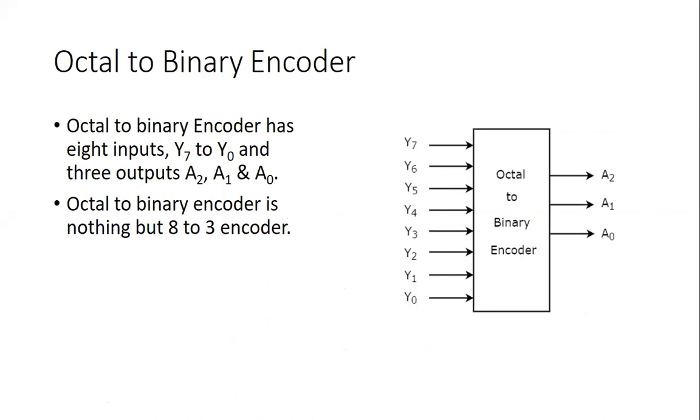Next, we have something known as an octal to binary encoder. In an octal to binary encoder, what is the number of inputs an octal device has? If you consider an octal combination, octal will have 8 inputs. And what is the number of outputs you will need to represent 8 inputs?